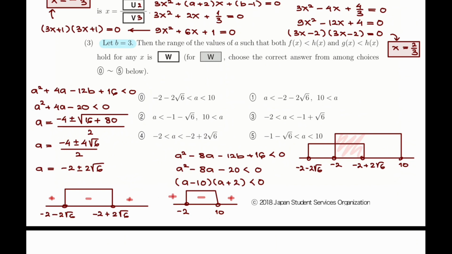So my final answer is negative 2 less than A less than negative 2 plus 2 square root of 6. So my final answer is number 4: negative 2 less than A less than negative 2 plus 2 square root of 6. So the answer is number 4.